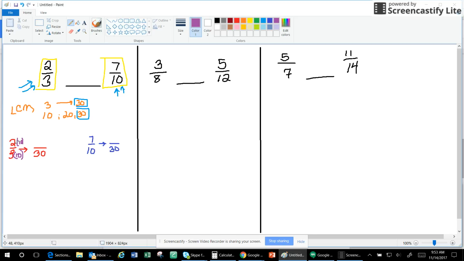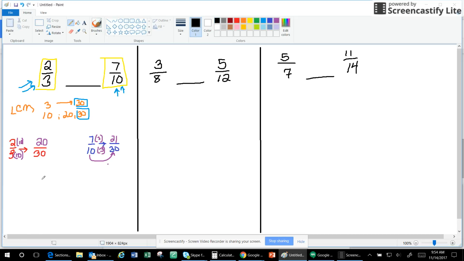So the top of this, 2 times 10 is 20. So 2 over 3 is the same thing as 20 over 30. Let's repeat that for the 7 over 10. I need to get the 10 to turn into a 30. How do I do that? Well, 10 times 3 is 30. So I need to do that to the top as well. 7 times 3 is 21. So this winds up being 21 over 30.